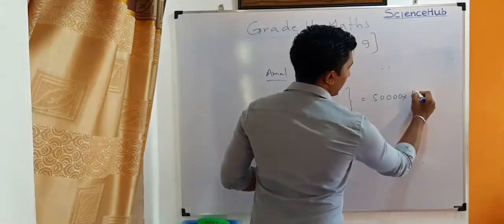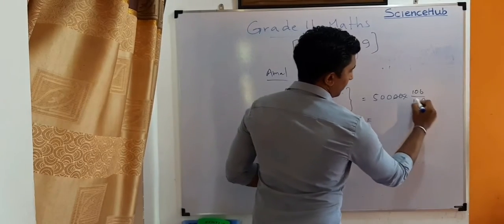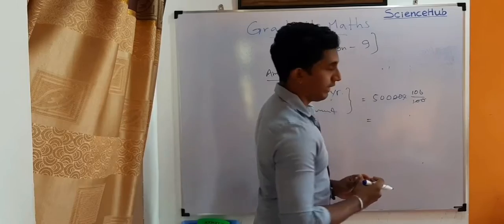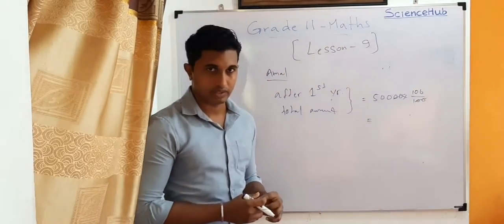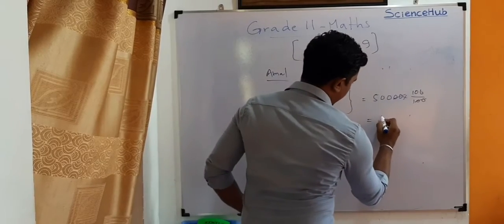106, this is after the first year. Now 500 times 106, then we get 53,000.